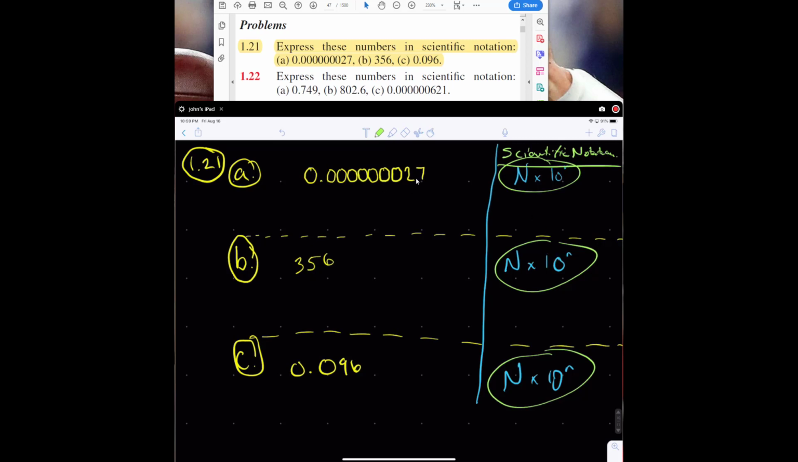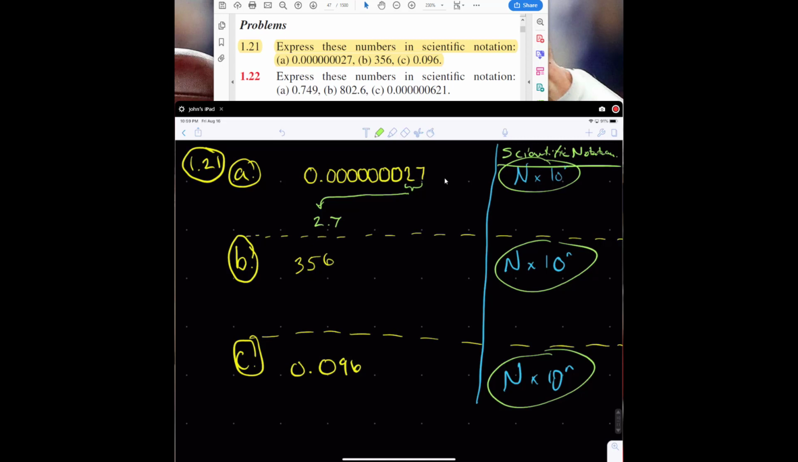So we look at this number here, 0 point, these are 7 zeros, 1, 2, 3, 4, 5, 6, 7 zeros, followed by 2, 7. It's a really small number. So how we write this is we need to come up with our N. The number that is between 1 and 10 would be 2.7. So we take this and we're going to make it into 2.7.